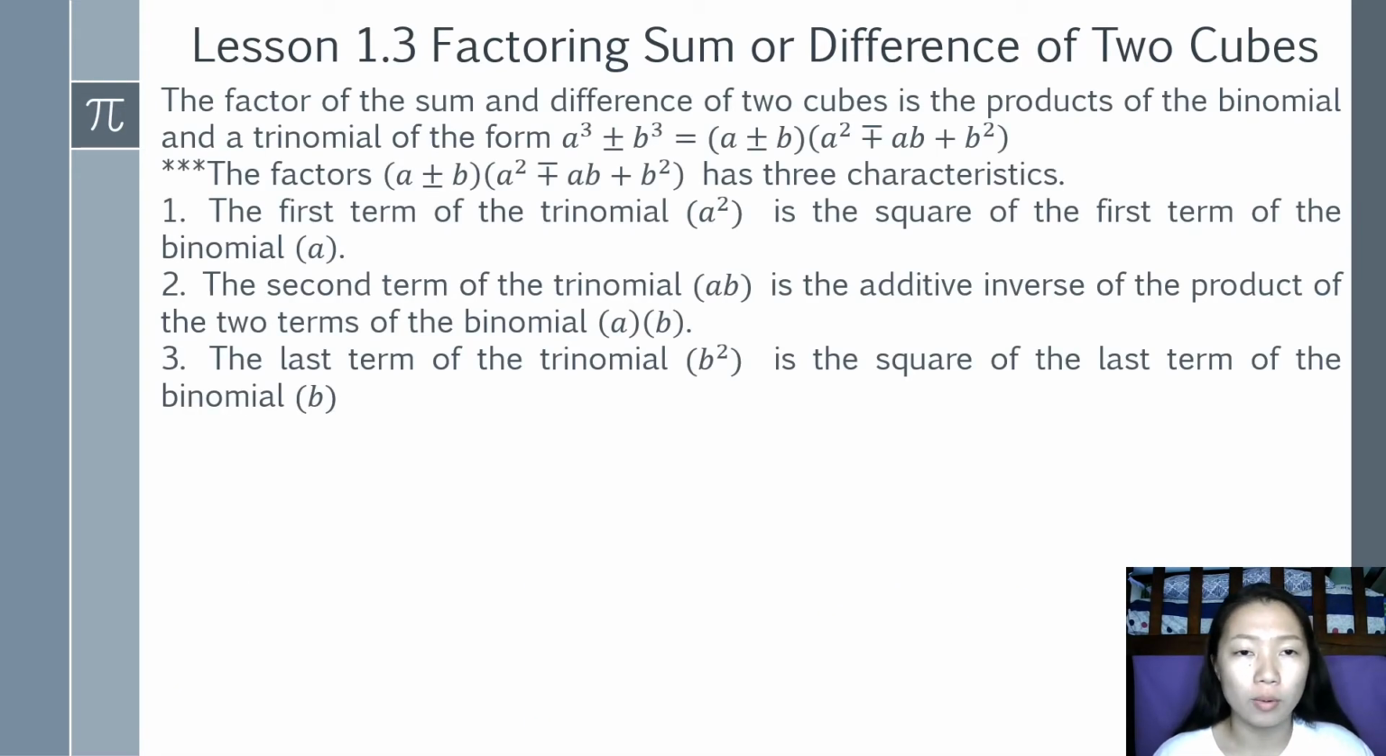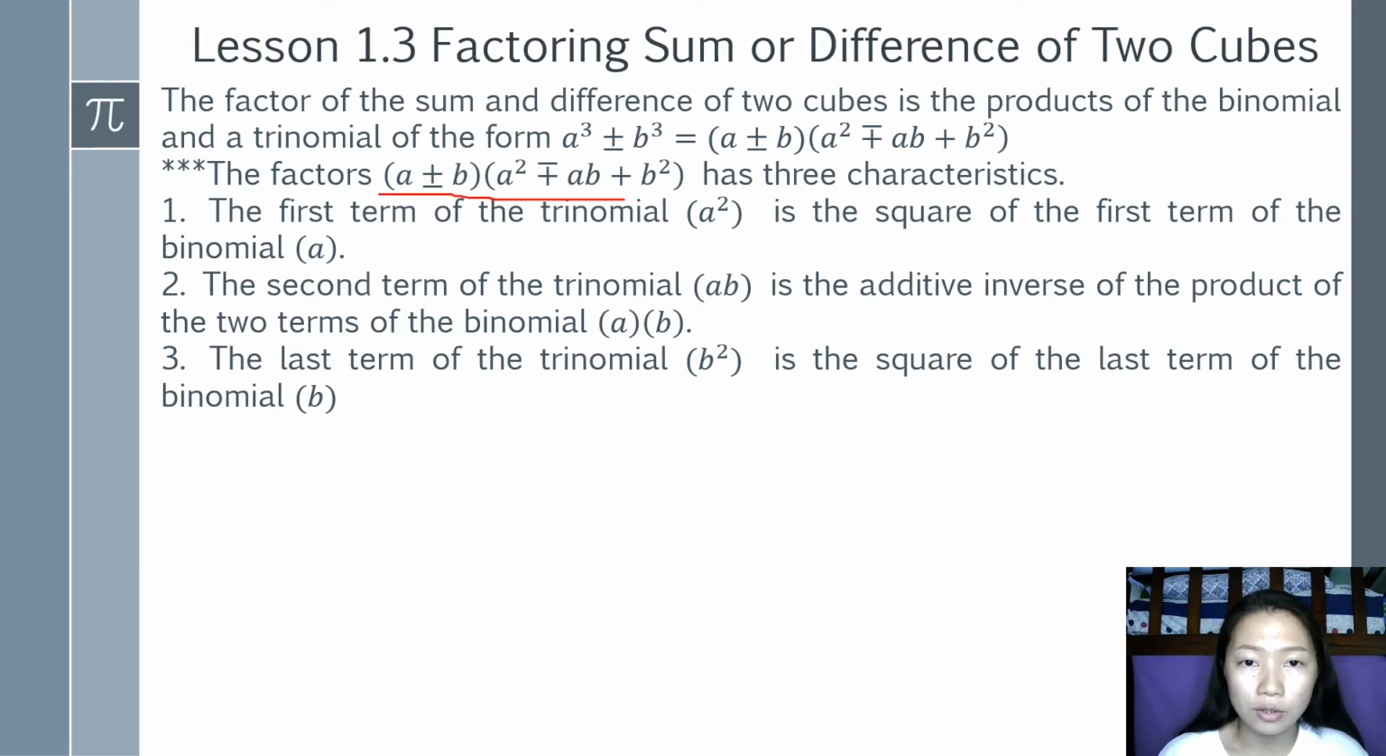Okay, alam na natin kung paano alamin kung example ba siya ng sum or difference of two cubes. Una, kapag binomial ang term. Pangalawa, kapag perfect cube ang dalawang terms. So now let us study on how to factor the sum or difference of two cubes. The factor of the sum and difference of two cubes is the product of a binomial and a trinomial of the form a cubed plus minus b cubed is equal to quantity a plus minus b, quantity a squared minus plus ab plus b squared.